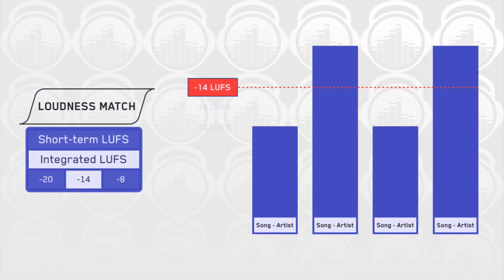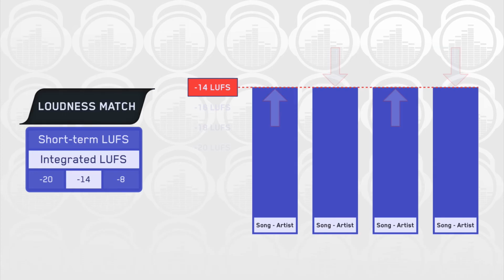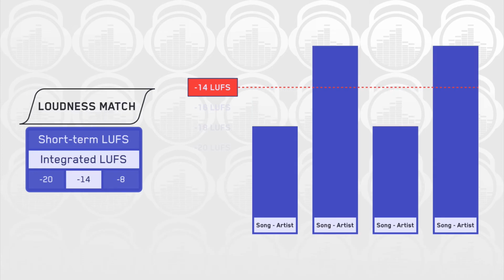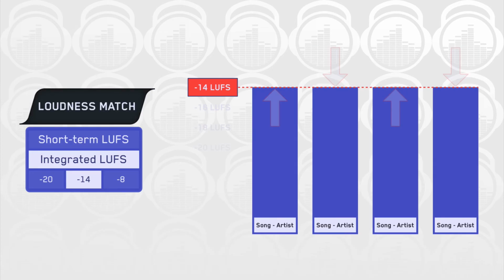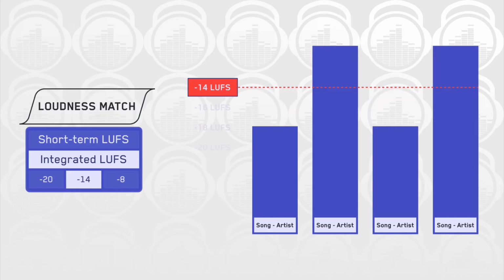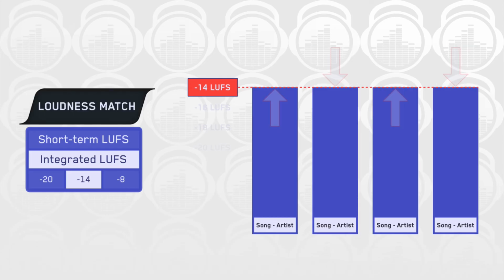Expose 2's loudness match compensates for this by normalizing the playback of all tracks via a LUFS algorithm. LUFS stands for Loudness Units Full Scale, and it's a set of values developed by the International Telecommunication Union to create a standardized loudness measurement.